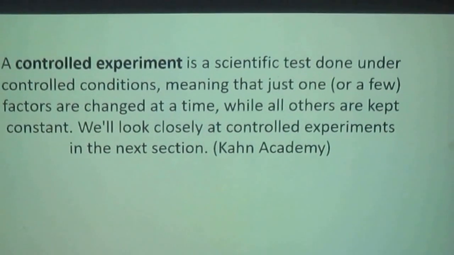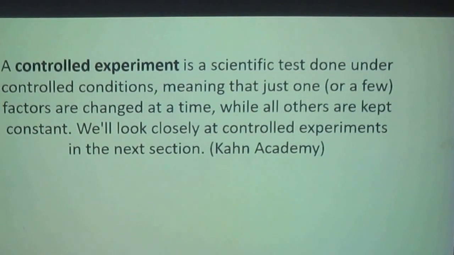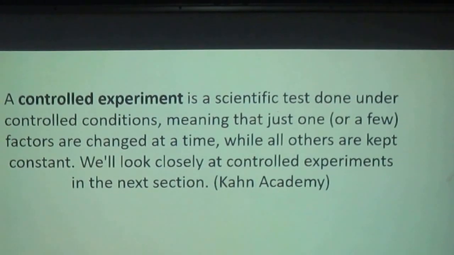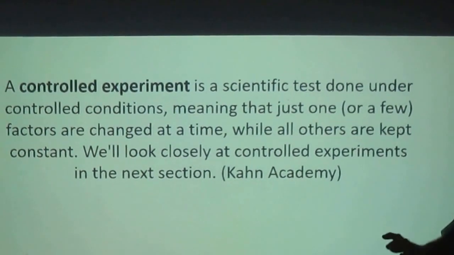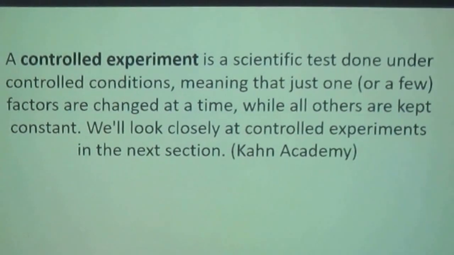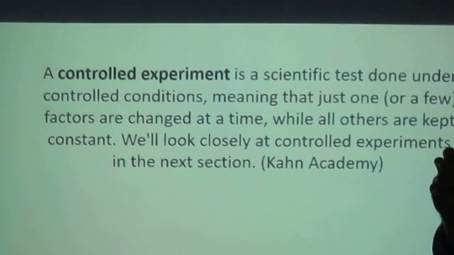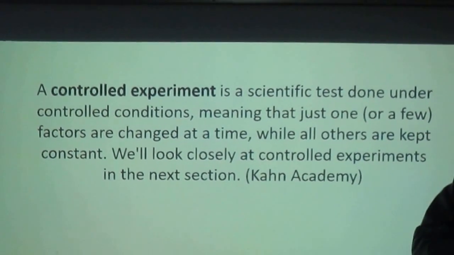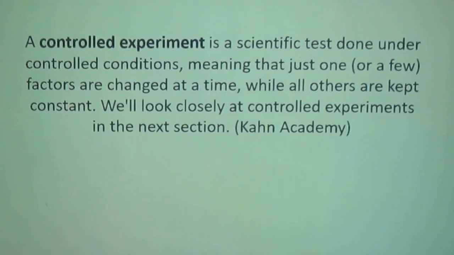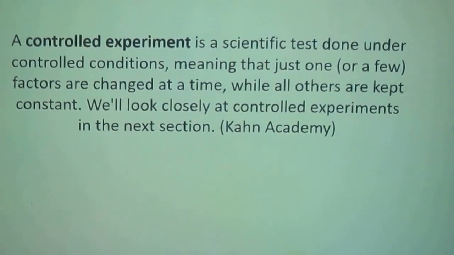So, a controlled experiment is done under controlled conditions. It means that we are trying to keep all the variables aside except for one. So in this case, our one variable is the shot of new medication that we're going to give to mice or something like that. We want everything else to be the same.